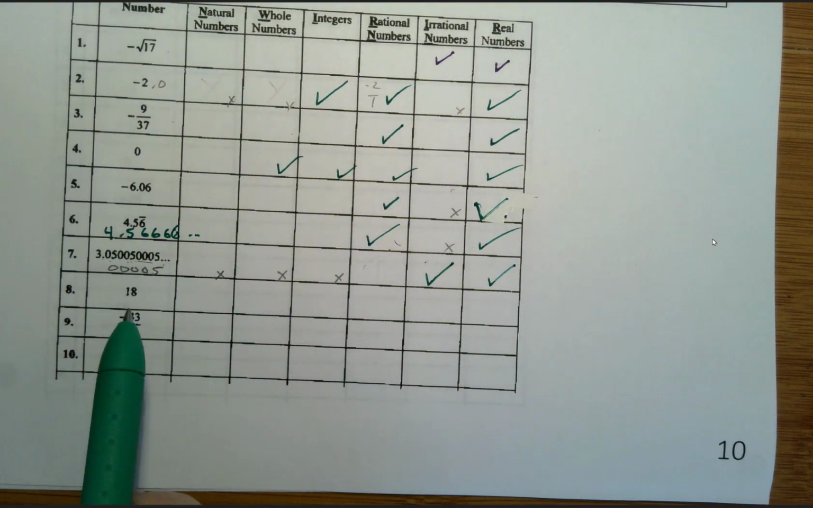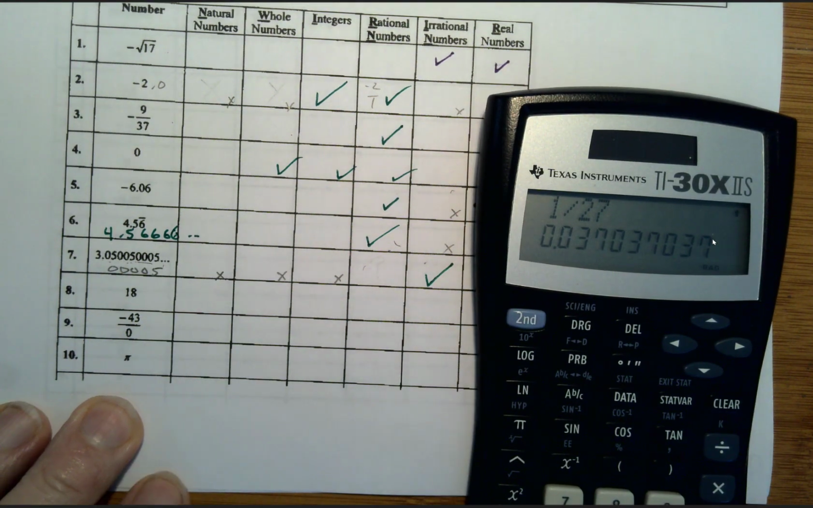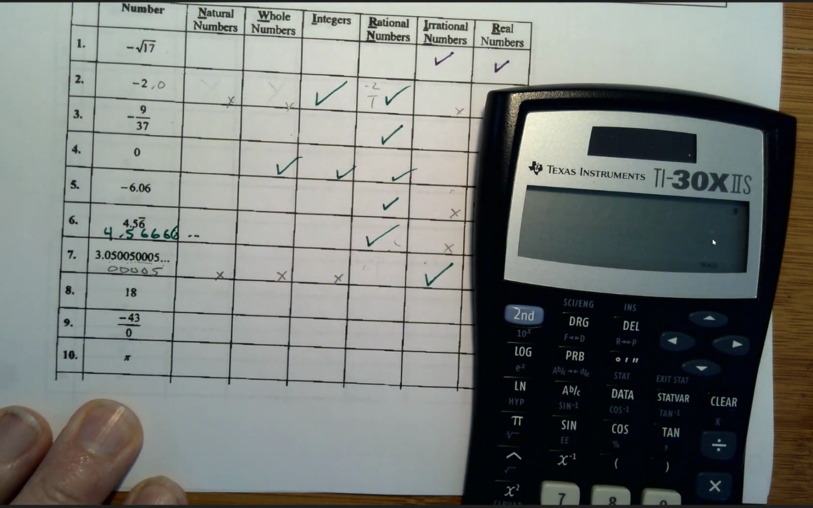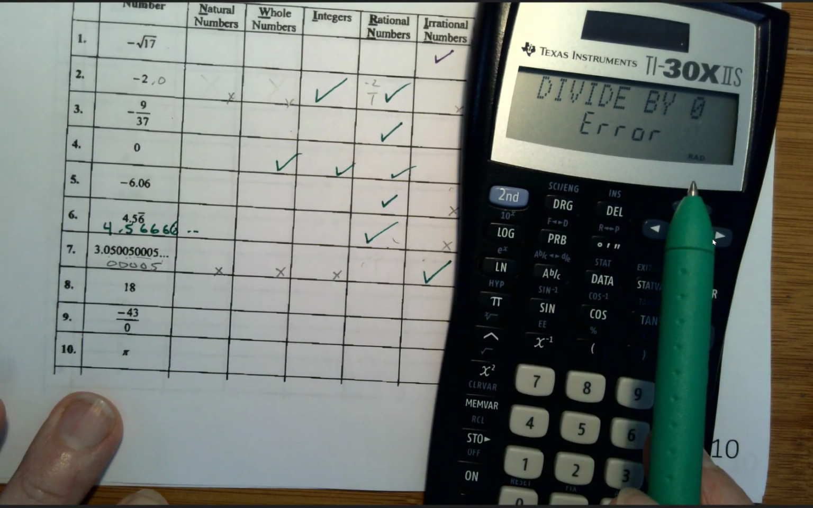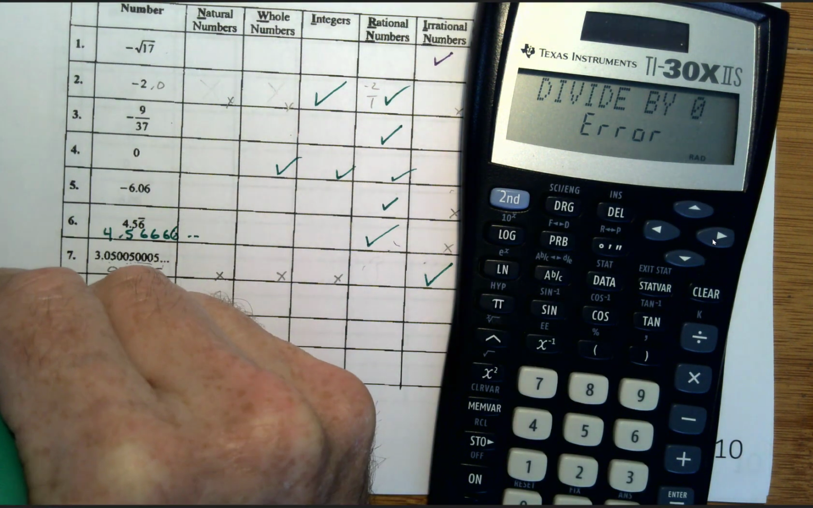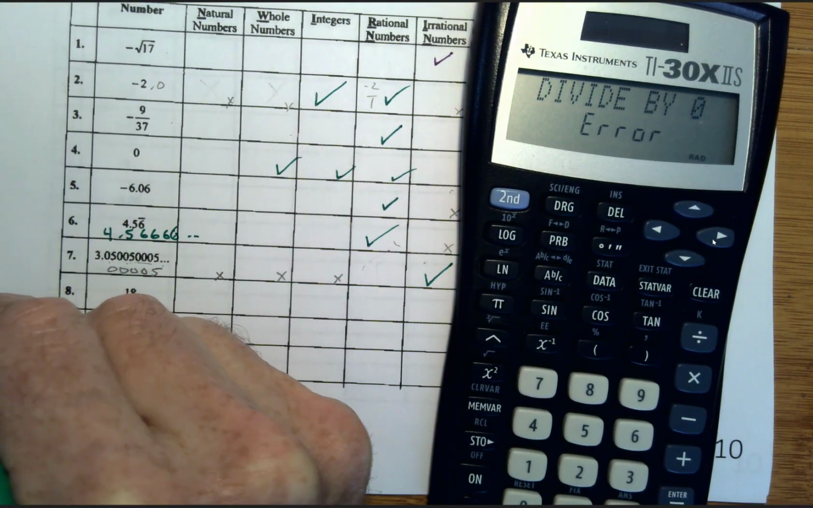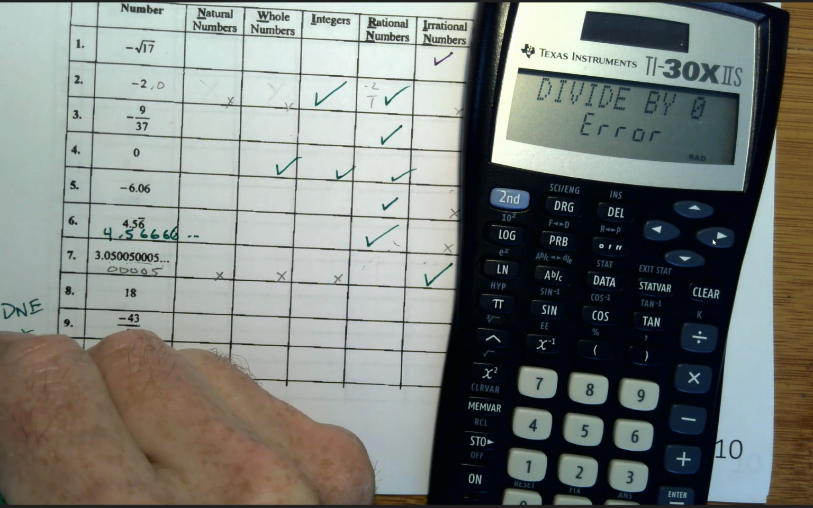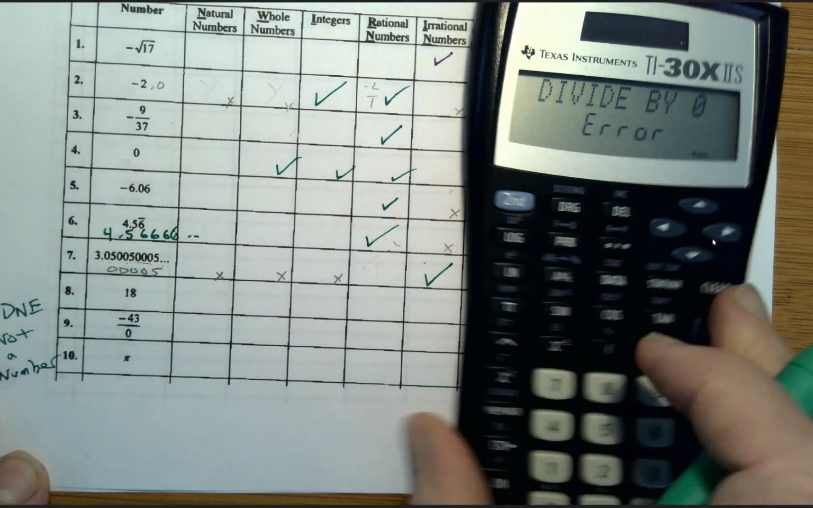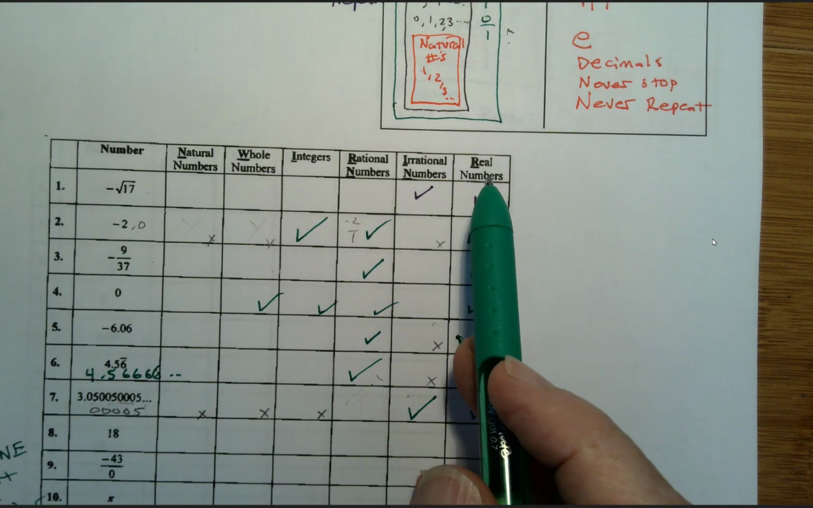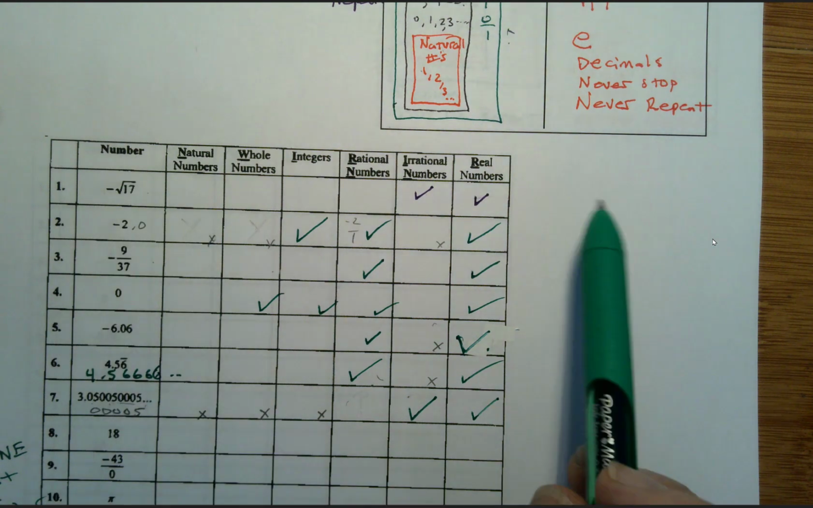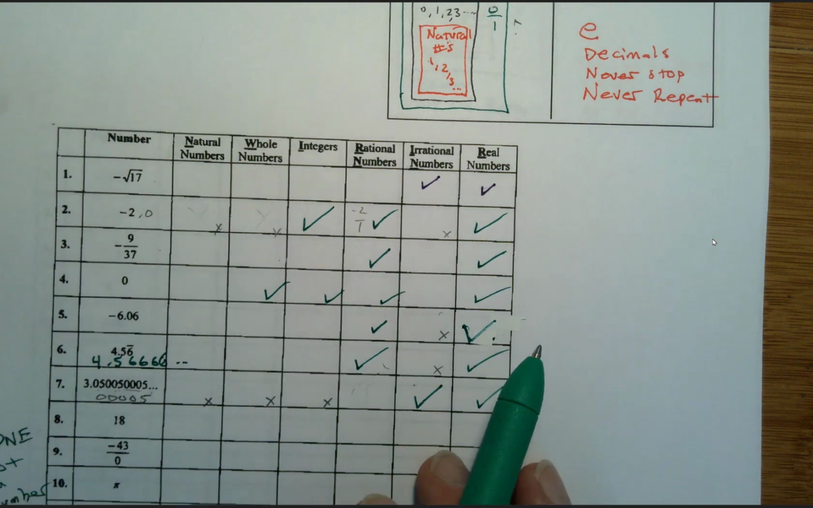Okay. Wait, one more. What's negative 43 over 0? In case you forgot, negative 43 divided by 0. Can we divide by 0? Error. No. This does not exist. It is not a number. So, this is not a real number. It's not any of these. It's nothing. It's none of these things. So they all stay blank.